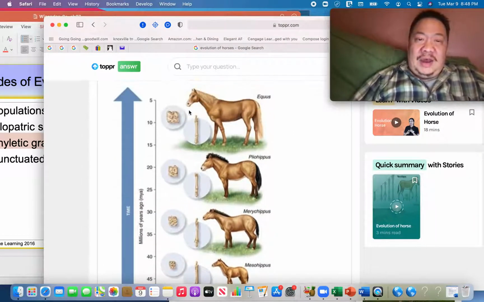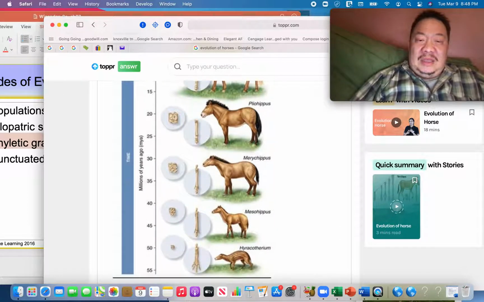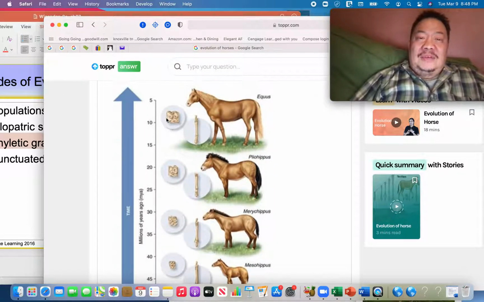Modern horses have high crown teeth. Look how tall the teeth are. Look how the tooth enamel is very thick. These are big teeth. Why do they have such huge teeth? Why do ungulate grazers have high crown teeth?